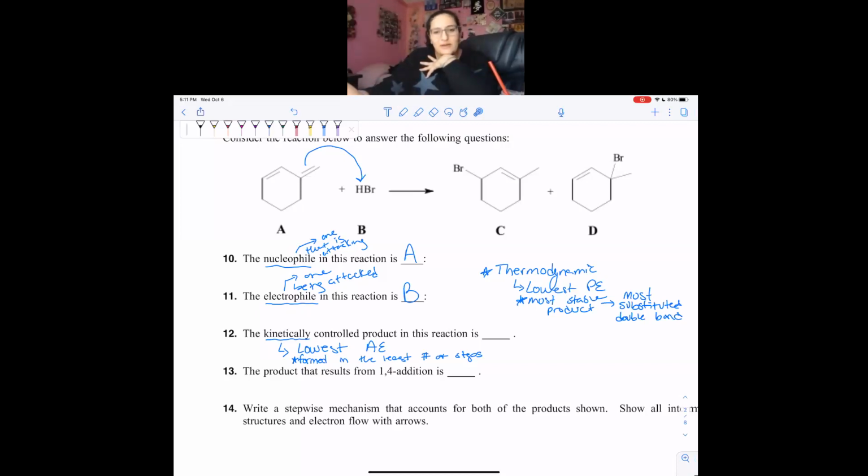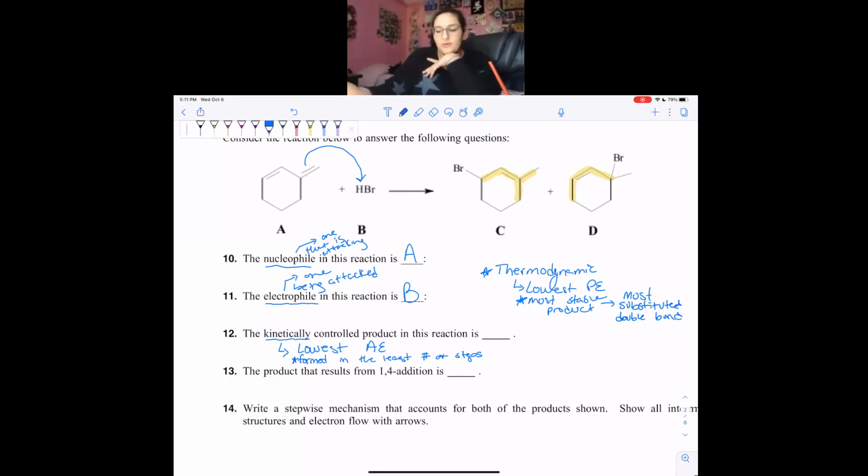And then it's the same for potential energy. It's not going to tell you the potential energy, but this double bond is tri-substituted versus this one is di-substituted. So from that, you can figure out that this one would have the highest potential energy. So I kind of gave it away already. It has the lowest potential energy, so this would be the most stable.